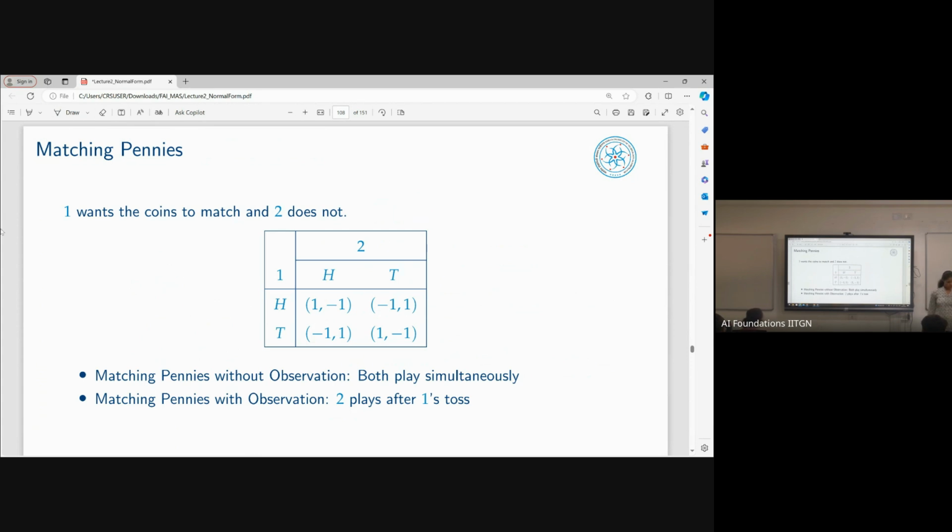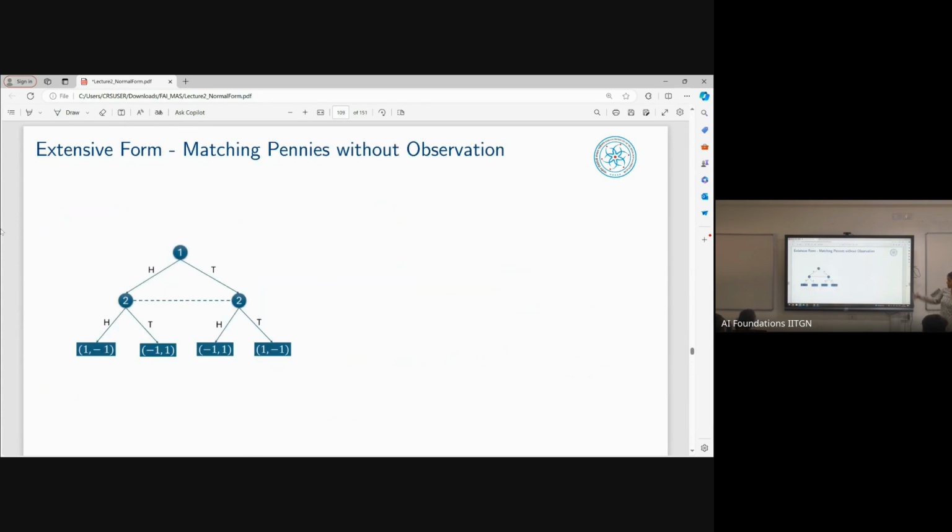So, extensive form for without observation. This is how the tree looks. 1 tosses the coin, gets a head or a tail. Now it's 2's turn. But since this is without observation, 2 does not know whether the action taken by 1 was head or tail. Now it takes H, T, and 1, minus 1. These are the utilities I have populated directly from the previous.